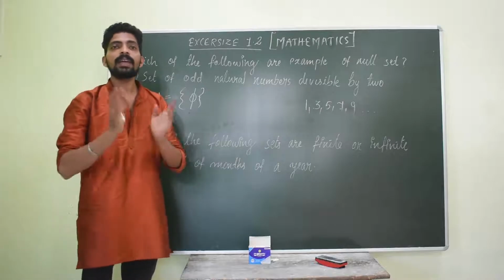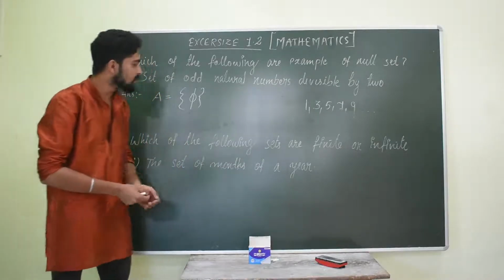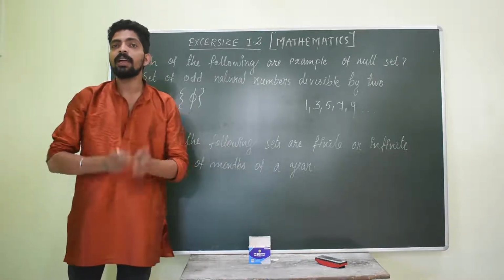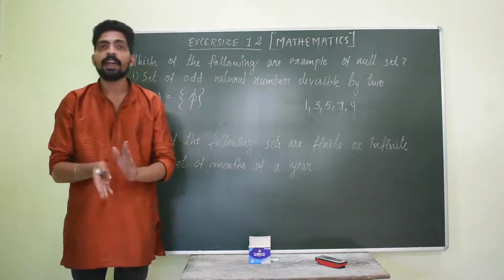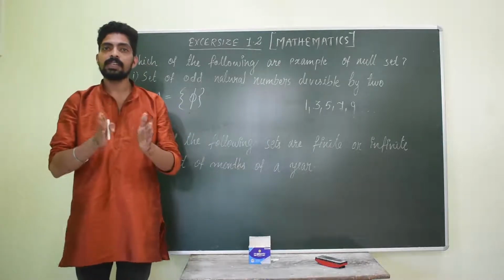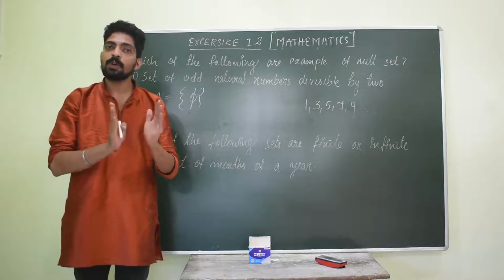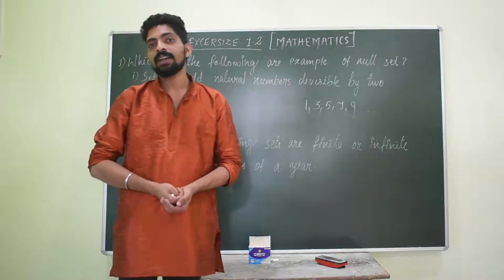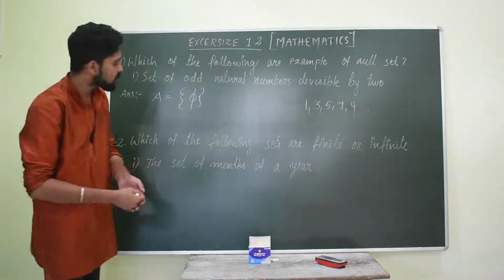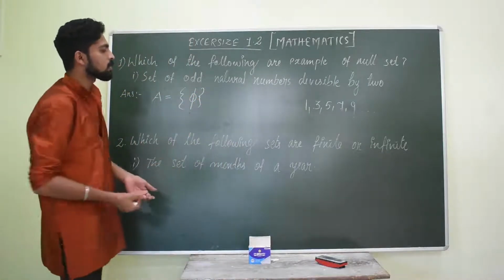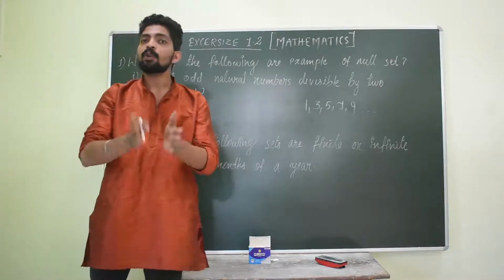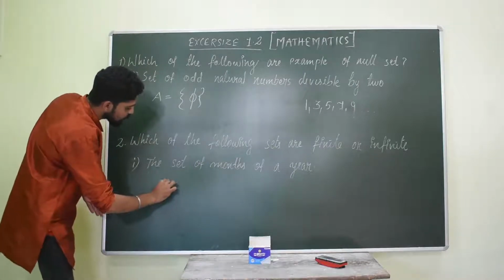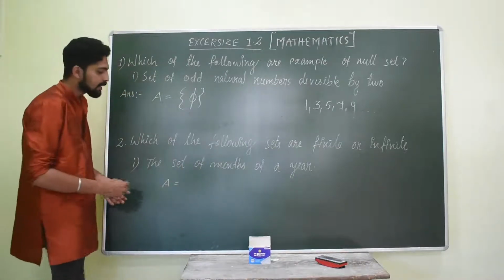In the same way, the second question. What's the second question? Which of the following sets are finite or infinite? I already introduced the meaning of finite and infinite. A set that finishes is called finite. A set that does not finish is called infinite. From here, just observe this one: the set of months of a year. For the question we can say the set is equal to A.